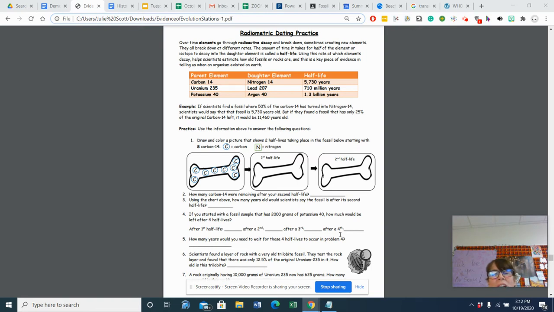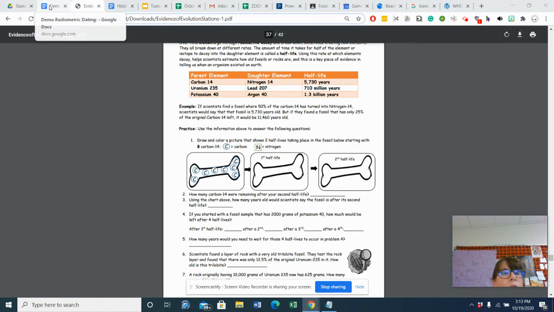The same thing happens with uranium 235, which turns to lead 207. That takes 710 million years, so that's how they age much older items. Potassium 40 breaks down to argon 40, and that takes 1.3 billion years. So that's how they're dating extremely old things, and even rocks they can do this with. So this activity down here, you're going to be looking at half-life.